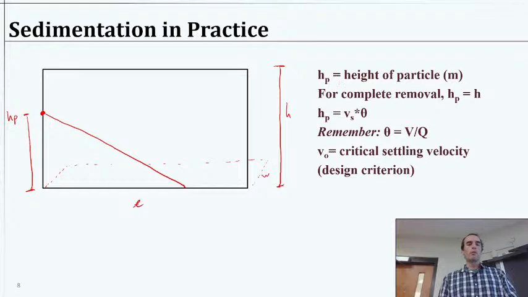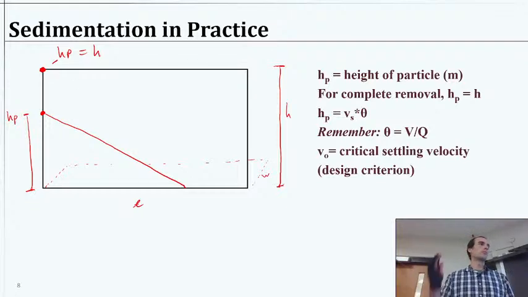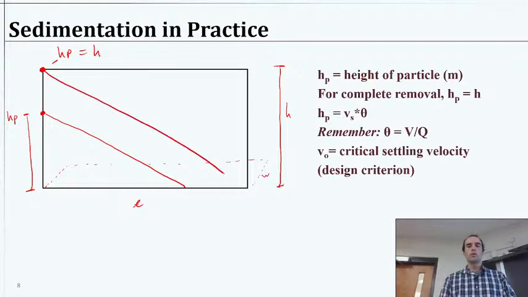If we want complete removal, we can consider the case when hp, the height of the particle, is equal to the one right here. So I guess we would call this hp2 or something. If this is hp equal to h, whereas we could have some other particle heights. This is the case where we can design it for complete removal. Again, if this particular particle intersects the bottom before it leaves, or right at that diagonal, right?